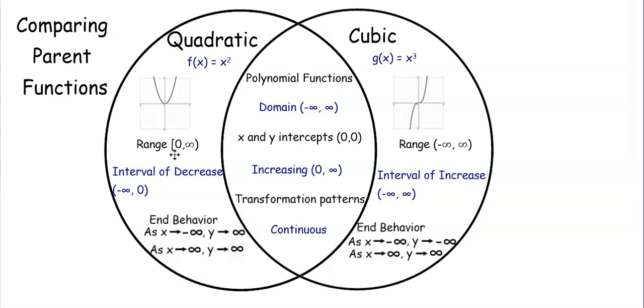The range of a quadratic function does not include any negative numbers. It's just 0 and including 0 to positive infinity, whereas the cubic function, its range is from negative infinity to positive infinity. It's all real numbers.